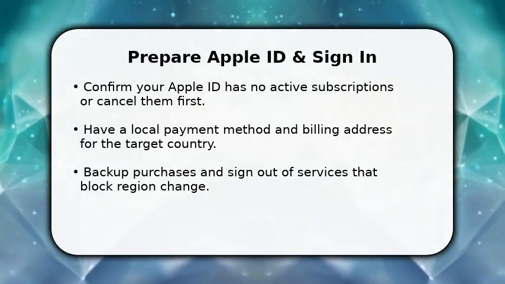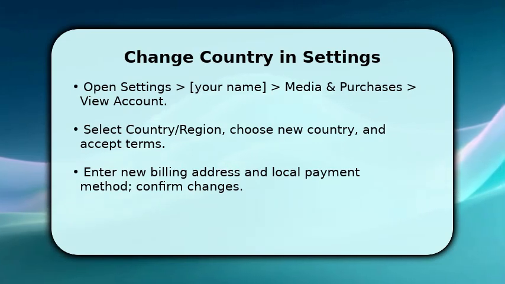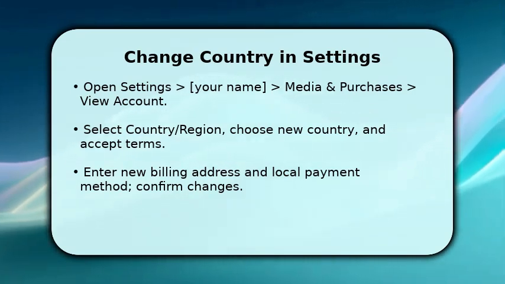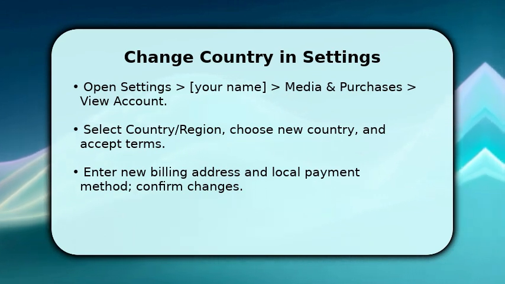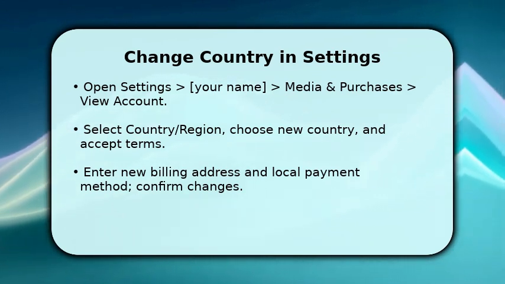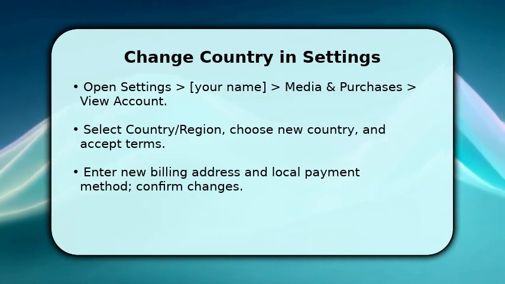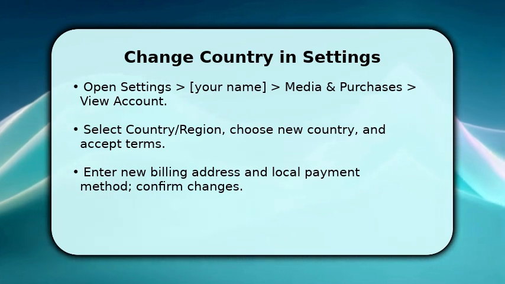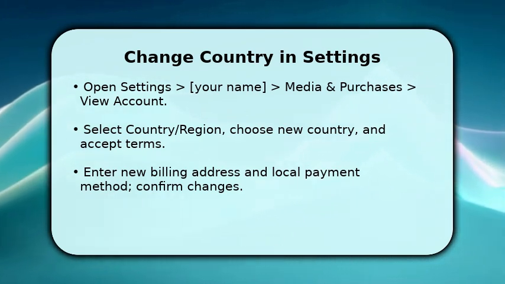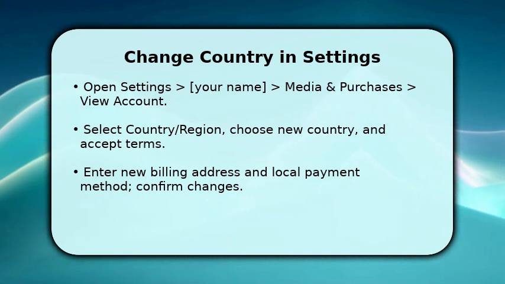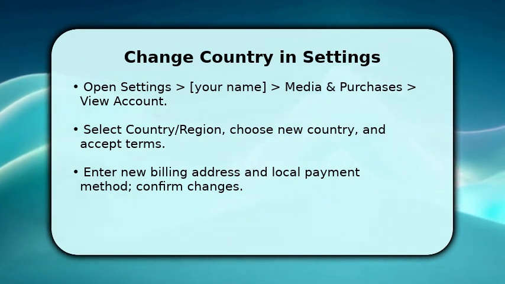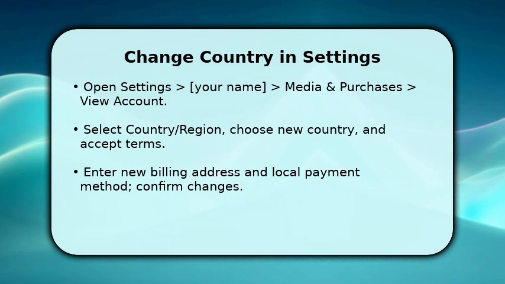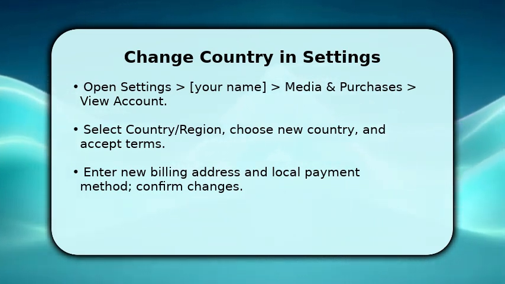You now navigate to Settings and tap your name, then Media and Purchases and View Account. This accesses country controls. Once there, choose Country/Region and pick the new country. You'll need to accept updated terms of service because tax and legal rules differ. Next, enter the new billing address and a payment method issued in that country. Apple uses that info to display local prices and currency. If you're switching via a Mac or PC, the process is similar in the App Store or Music app settings.